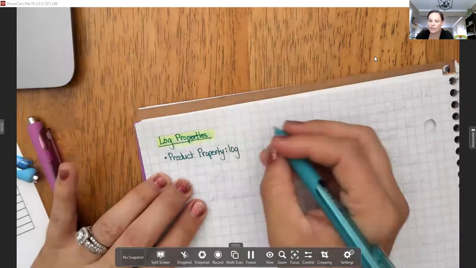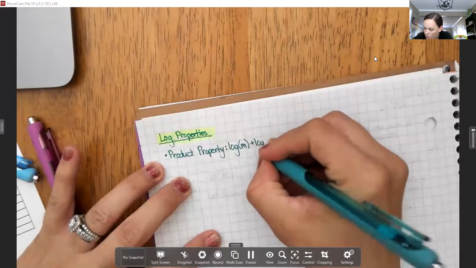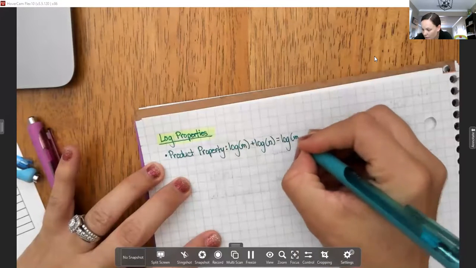The product property is the one, so log of m plus log of n equals log of m times n.